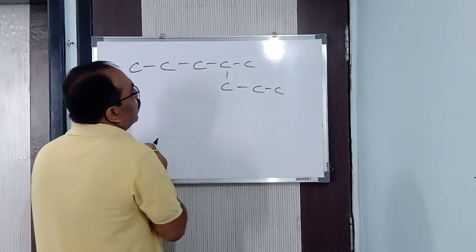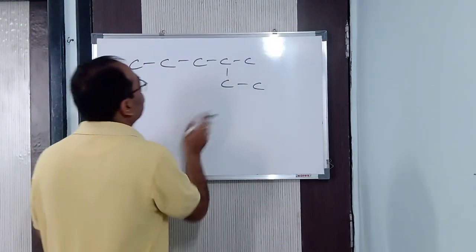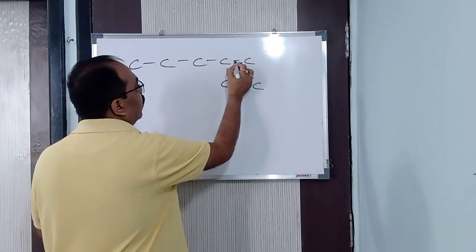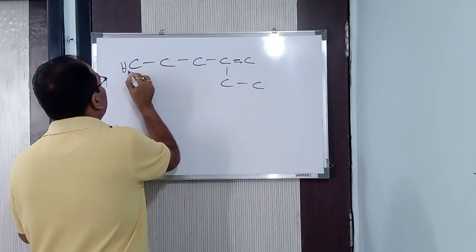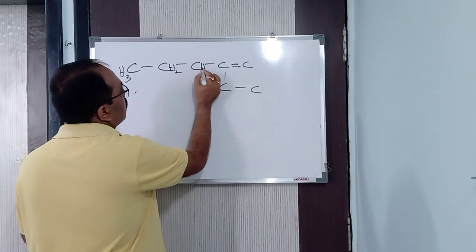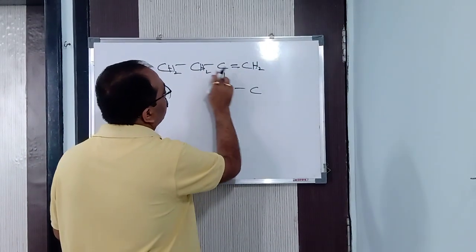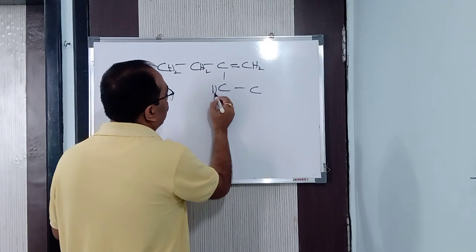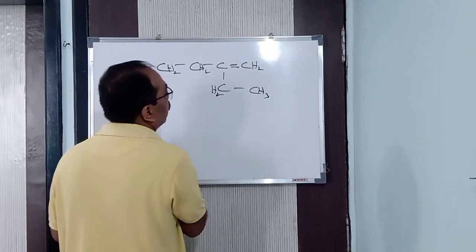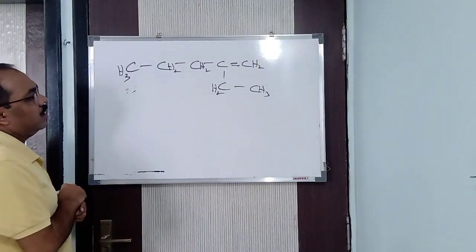Let me rub this carbon otherwise. Suppose we are having a double bond here. This is CH3, this is CH2, this is CH2, this is nothing but CH2, this is 1, 2, 3, 4 bonds done, this is CH2 and this is your CH3. We are having a compound, and I want to write the IUPAC name of this particular compound.